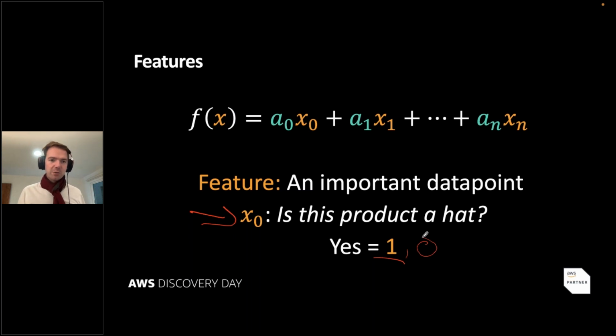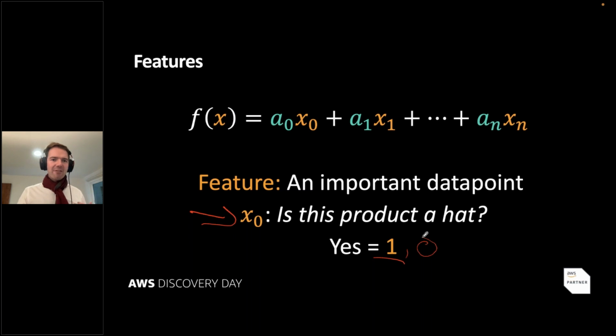Maybe our feature 2 can be if the product was a t-shirt. Again, if it was a t-shirt, it's going to be 1. If it wasn't a t-shirt, it's going to be a 0. Then we can go on. We can keep adding as many features as we want to keep the algorithm relevant. So this is an example of the feature.